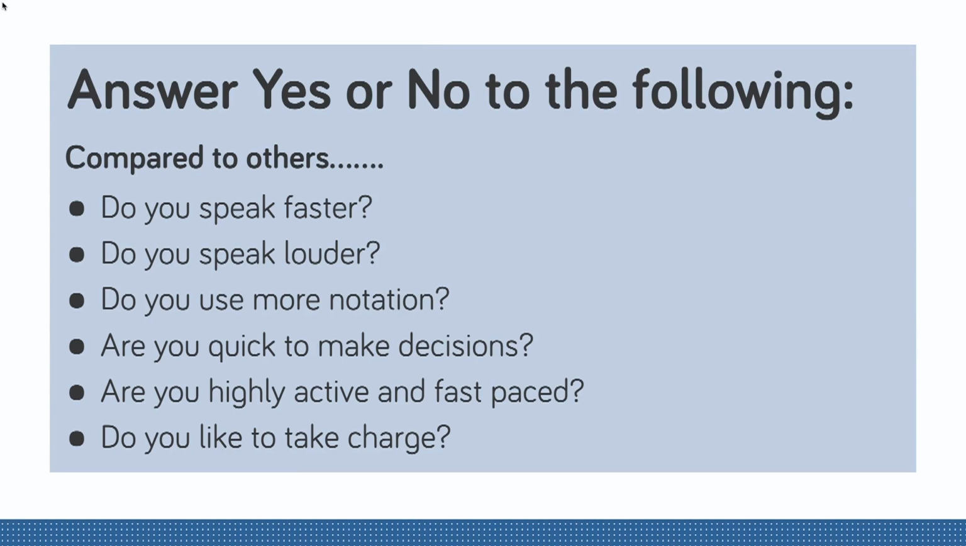Do I use more notation? I guess what we meant there was, is there more cadence? Do you go more up and down, or is your language more monotone? Do you make decisions quickly, for example? Are you highly active and fast-paced? And are you somebody who wants to take charge of a situation very quickly?